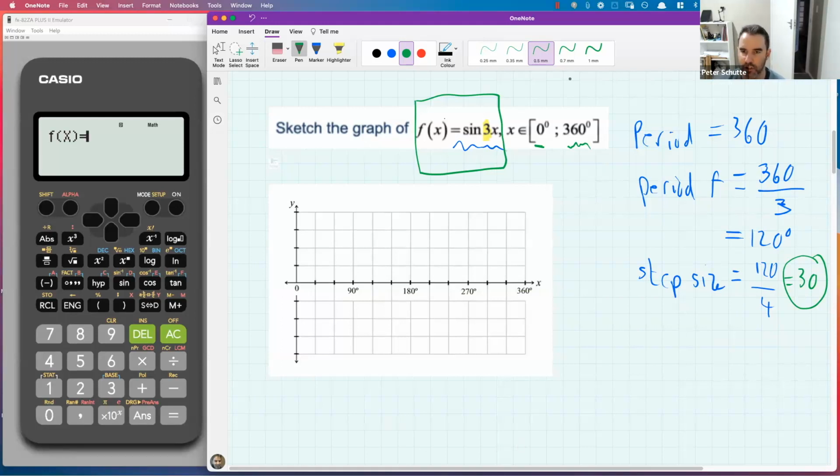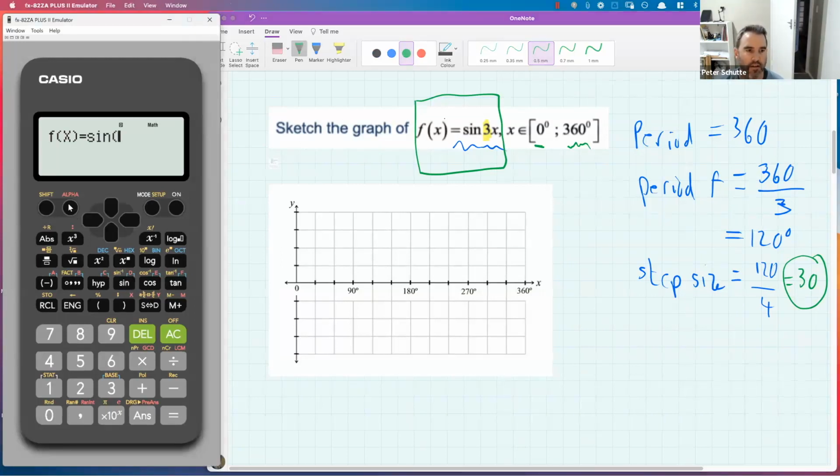And if anybody's unsure about what to type on the calculator, please do ask us in the chat or raise your hand and we will gladly assist. I know this is still new to a lot of you. So I'll put here sine, then I'm going to put a 3 alpha x and then close.